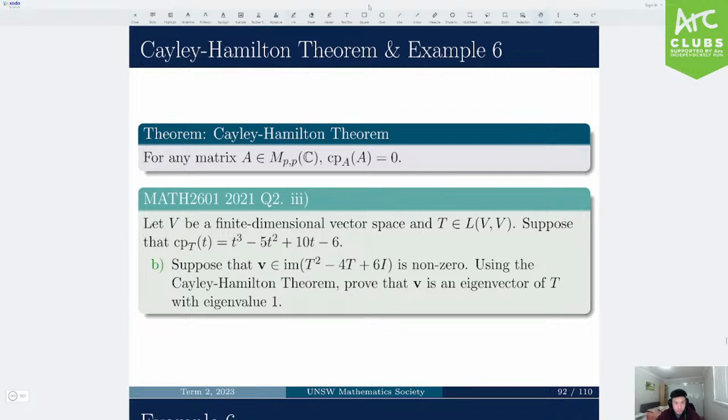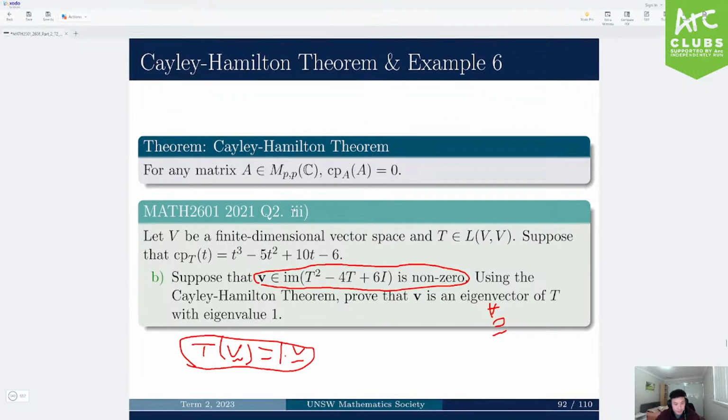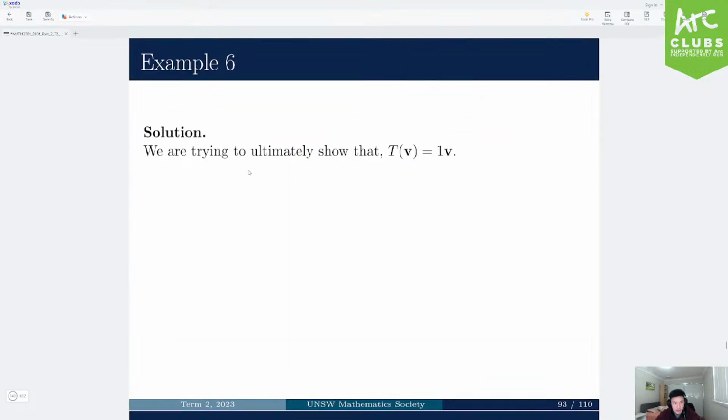So ultimately, what we have to prove is that T of v is equal to 1 times v. That's the definition of an eigenvector with eigenvalue 1, and we know that eigenvectors must be non-zero. So this can't be the 0 vector, but we already know that we suppose v is non-zero. So we don't have to check that v is non-zero because the question already gave us that. So we just have to prove that T of v is equal to 1 times v.